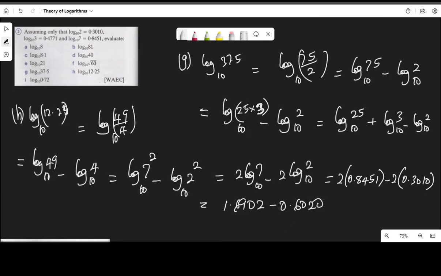0.6020, minus 0.6020, 1.0882, 1.0882. Okay, that is the answer to that.